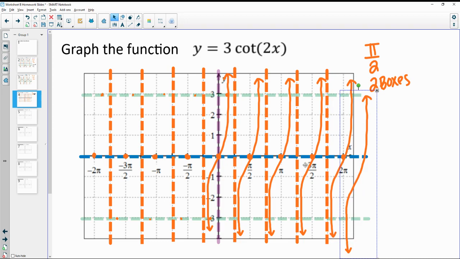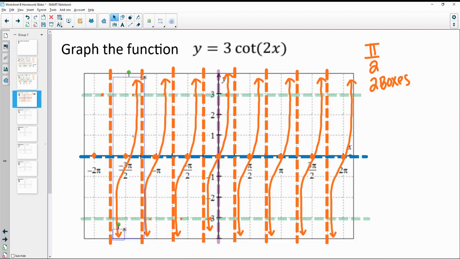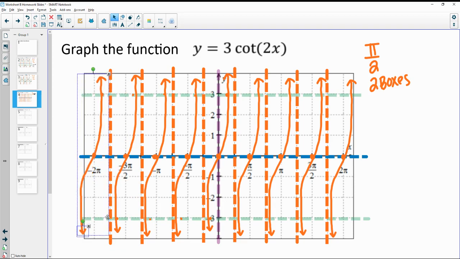Okay, so tangent splits its period over that middle line. And then halfway to the right, it's at an amplitude. Halfway to the left, it's at a negative amplitude.